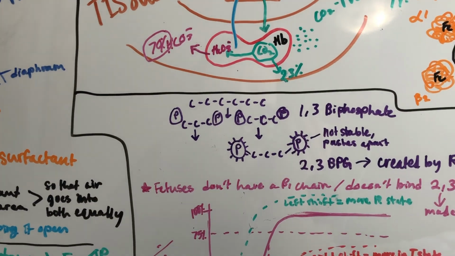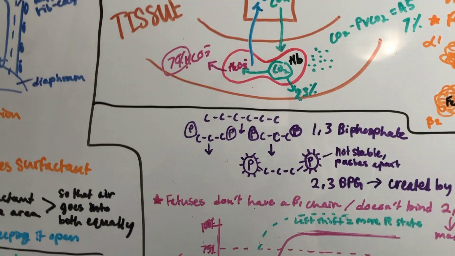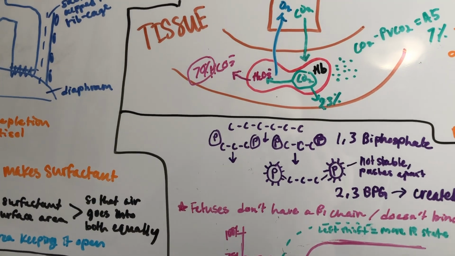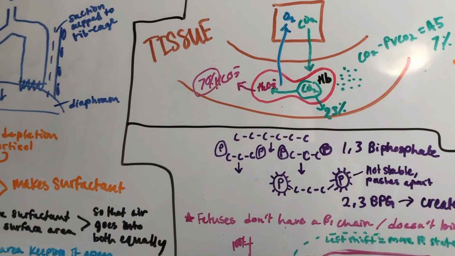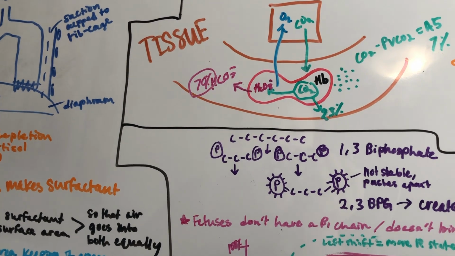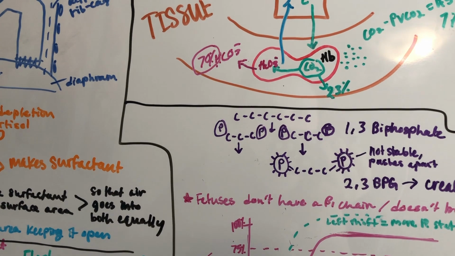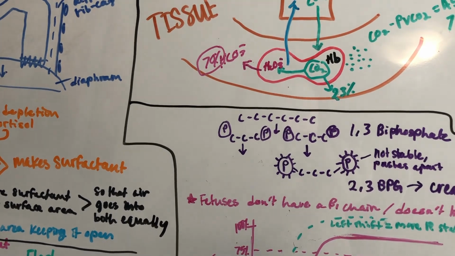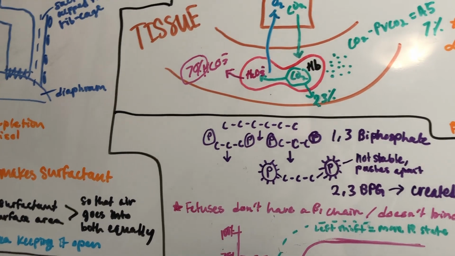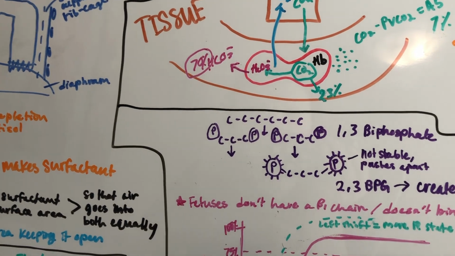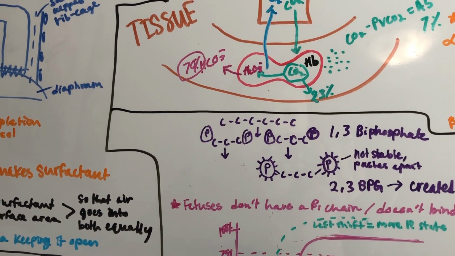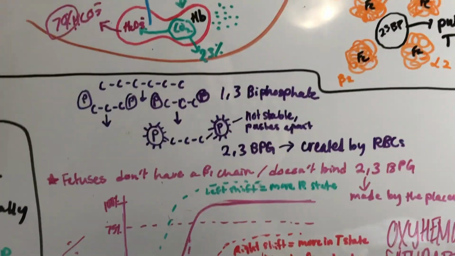So next we need to know a little bit about glycolysis. So we start with a 6-carbon chain, and that gets popped off and becomes 1,3-bisphosphate. Now, something cool is that when this becomes activated, it's not going to be stable and it's going to push things apart. And this is our 2,3-bisphosphoglycerate, or 2,3-BPG. And that's created by your red blood cells, interestingly enough.